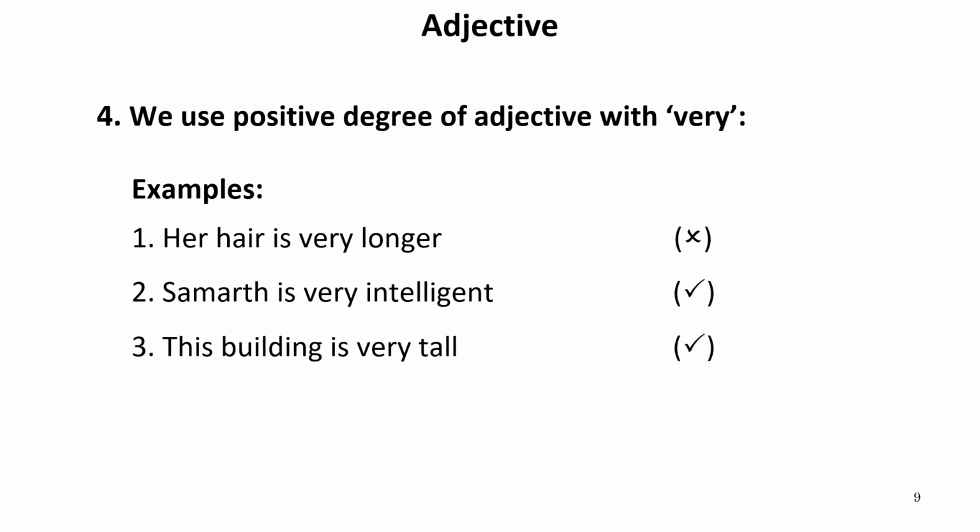We use positive degree of adjective with "very". Whenever we have the word "very", after "very" we can only have positive degree of adjective, whereas with "much" we use comparative degree of adjective. For example, her hair is very longer. Now, this one is incorrect. The correct sentence should be, her hair is very long. Then the sentence will be correct.